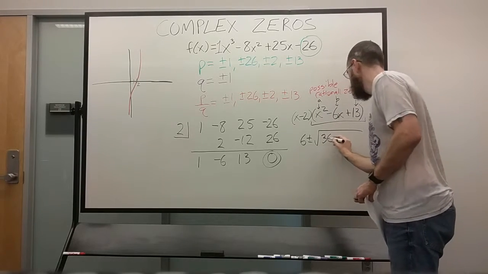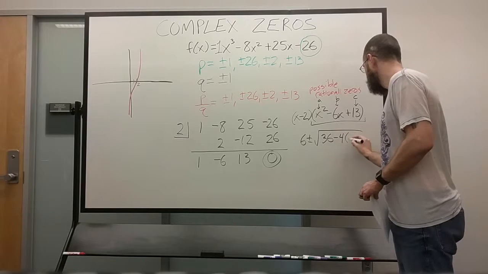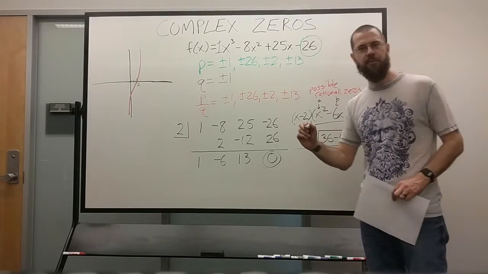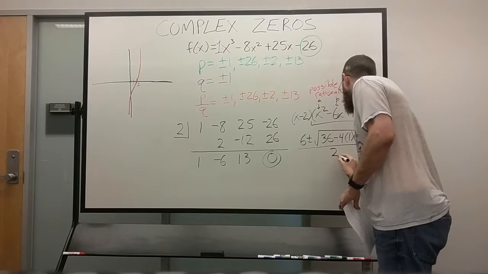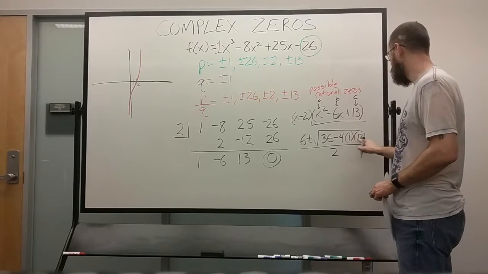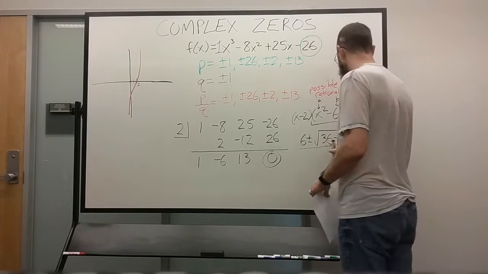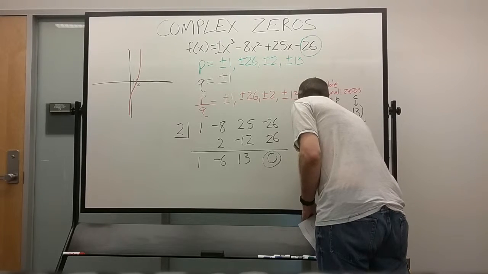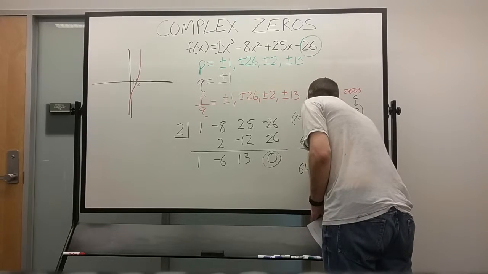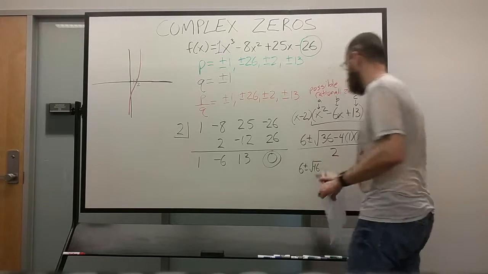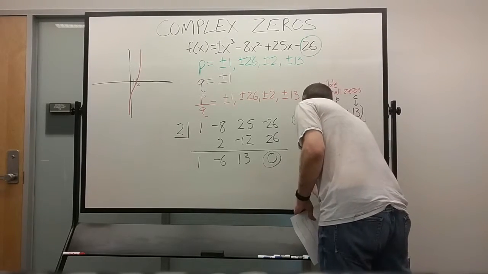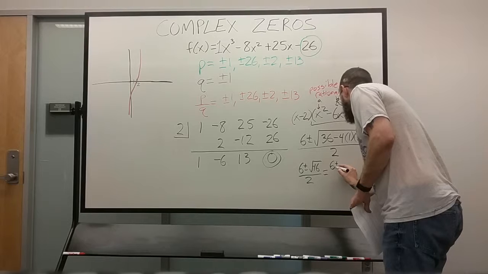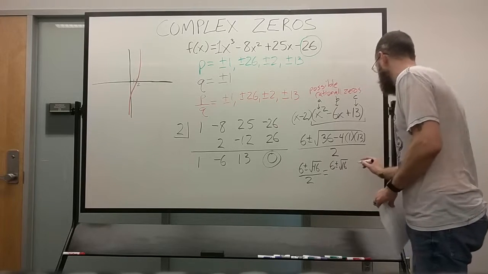which will be 36, minus 4ac, and this will all be over 2a, which is 2. 4 times 13 is 52, and 36 minus 52 is negative 16. This is a negative sign in front of the 16, divided by 2.